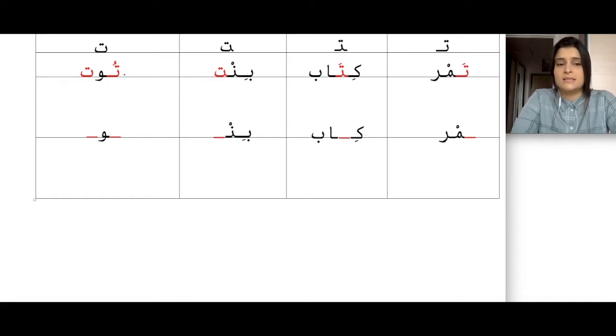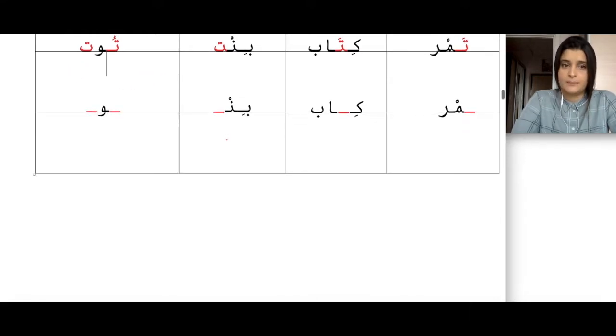So toot means something like raspberry or blackberry. If you add toot ahmar, it will be raspberry. If you add toot azraq, it will be blueberry, and so on. Toot. It's like berry.